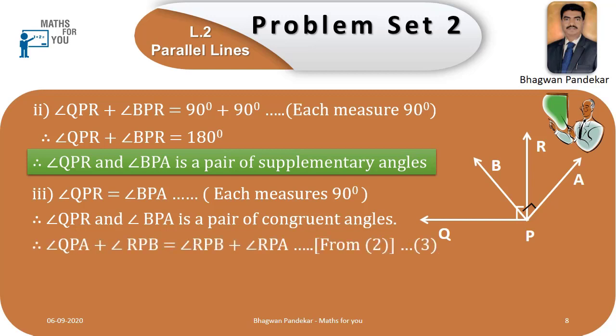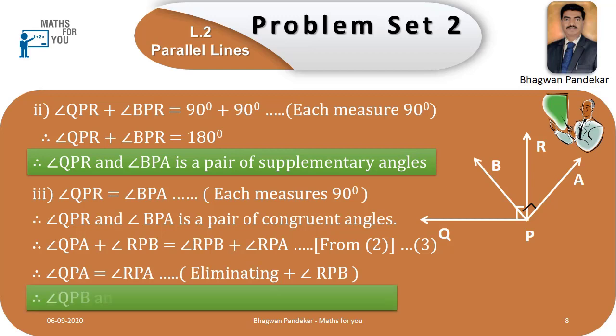Therefore, angle QPB plus angle RPB is equal to angle RPB plus angle RPA from equation 2. This is your equation third. Therefore, angle QPB is equal to angle RPA. Here the reason is eliminating angle RPB. Therefore, angle QPB and angle RPA is a pair of congruent angles.